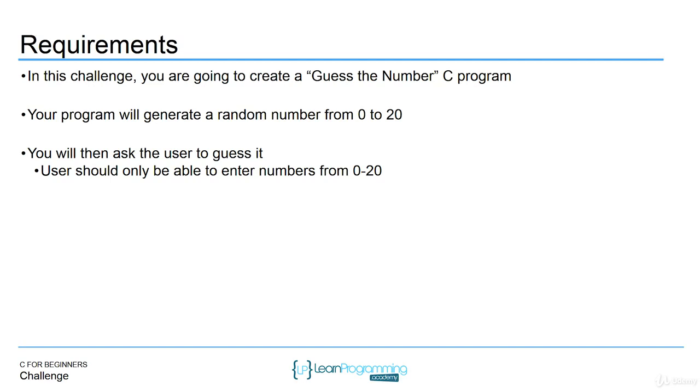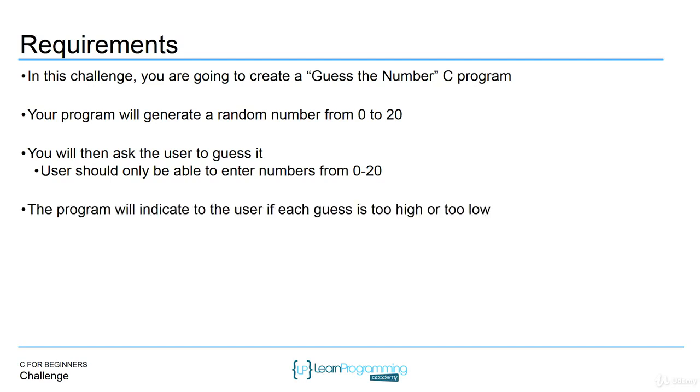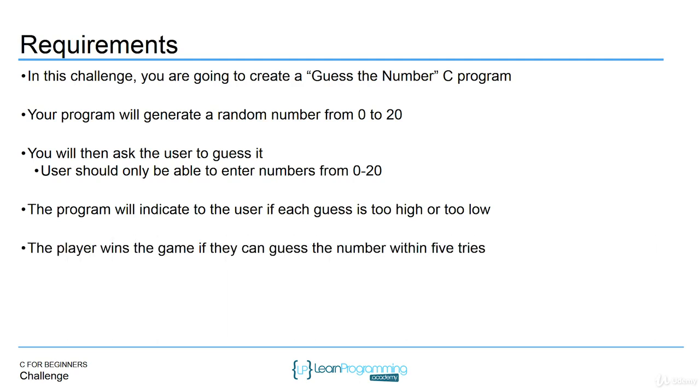So that's one stipulation. But once the user actually gets a guess and it's a valid guess, you're then going to tell the user whether or not they were too high, or too low. Or if they were correct, you'll display saying that they're correct and they will win the game. Now, they only have a certain number of times that they can guess the correct number. They can only guess the number 5 times. After 5 times, they lose the game.